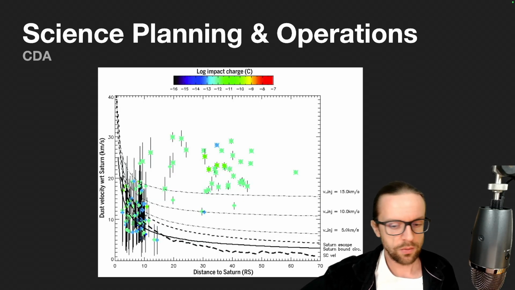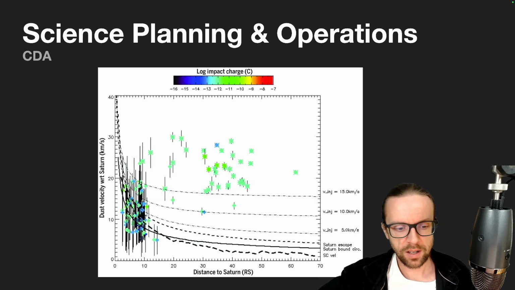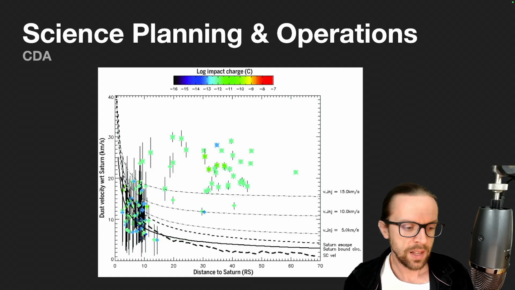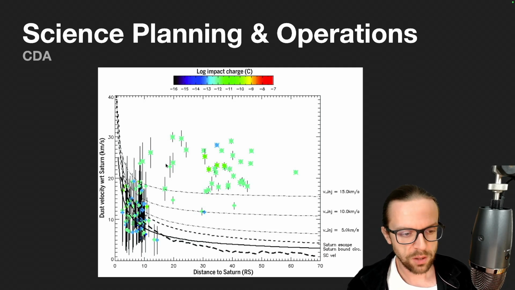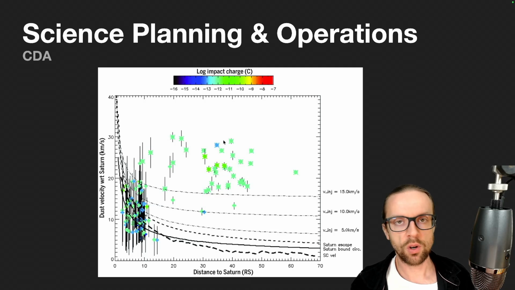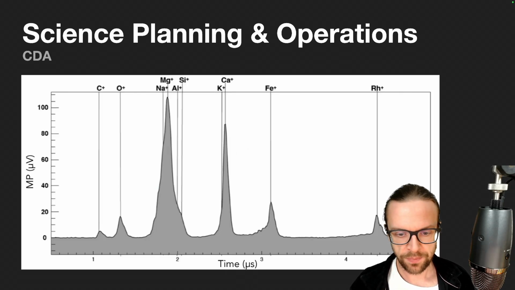So what we see here, for example, are the different particles as asterisks. These are the interstellar particles, showing distance from Saturn in Saturn radii and the dust velocity with respect to Saturn, and their velocity was way higher than the expected velocity for bound particles or even ejecting particles.